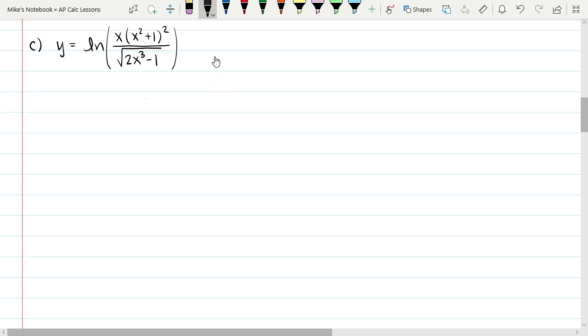Okay, so again, in this case, first thing I notice is this is the log of a quotient, because first and foremost, I see that I have something over something else. So the first thing I'm going to do is rewrite this as y equals. Now notice this is still y.